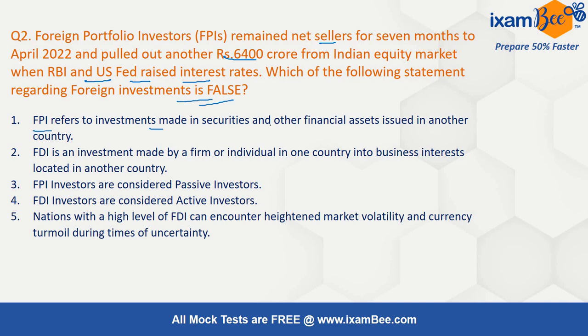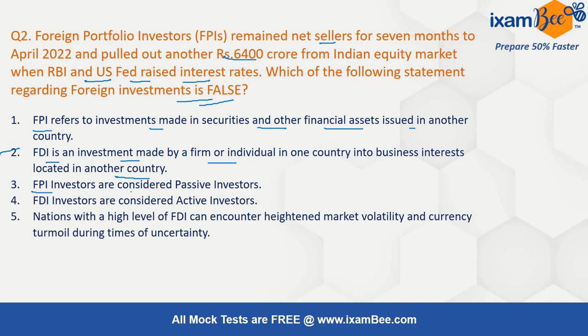FPI refers to the investment made in securities and other financial assets issued in another country. Correct. FDI is an investment made by a firm or individual in one country into business interests located in another country. This is also correct, and I hope that you understand the difference between FPI and FDI. I am going to tell you after this in the answer.